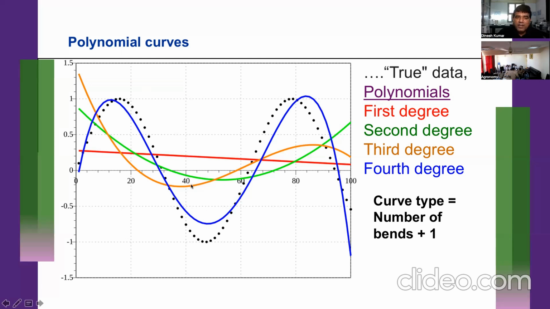Quadratic is your second degree, the green one. In the green one, you can see there is only one band or one curve. So this is x square: in second degree you have one band, in third degree you have two bands, in fourth degree you have 3 bands. So curve type is equal to number of bands plus 1. If you have 3 bands and you add 1, then it will be quartic of fourth degree. Hope you got the meaning of this.